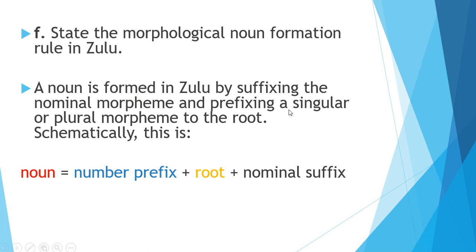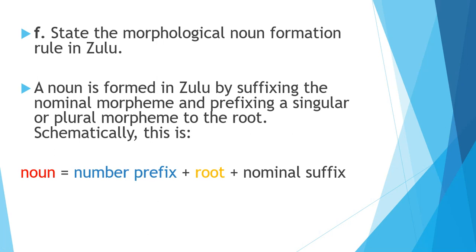Exactly. And prefixing a singular or plural morpheme. You already know that too. You know that a word is in singular when you have the prefix at the beginning of the word. And you know now that a word is in plural if that word has the prefix aba at the beginning of that word. Now, schematically, we can state that rule in this way. Noun equals number prefix, which can be the singular prefix or aba, depending on the word, plus the root of the word, plus the nominal suffix. In that case it is the suffix I.